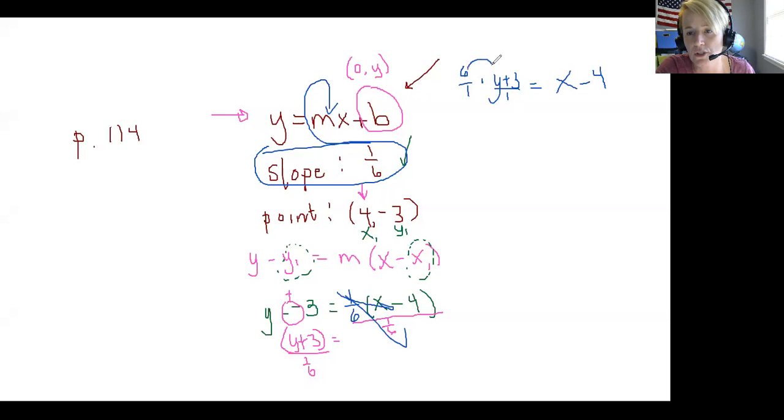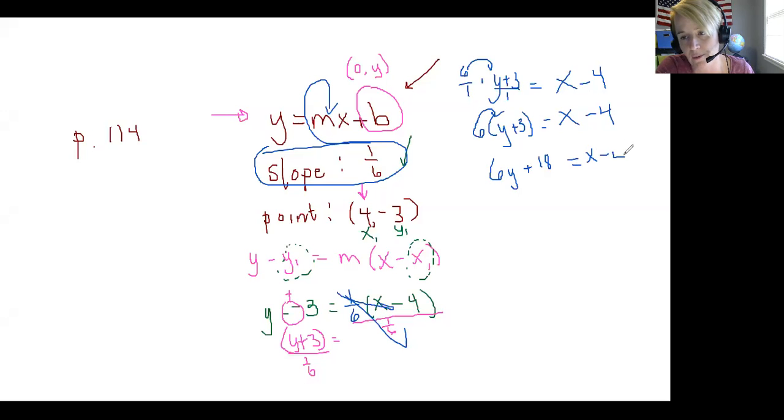So here I just straight multiply this. So I say 6 times y plus 3. And all that's over 1, so I don't need that 1, equals x minus 4. And that's where I'm at with my problem. I'm going to have to distribute. So I have 6y plus 18 equals x minus 4. Now I want to get this form right here, y equals mx plus b.